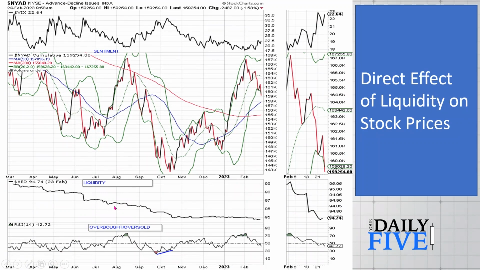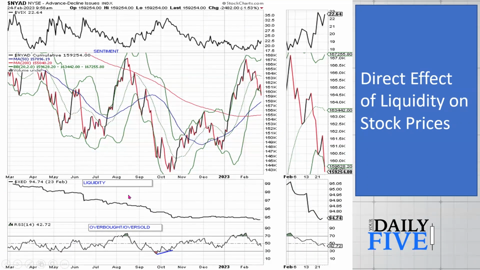We see a small period of stability here in summer 2022. We saw that summer rally, but as soon as the XCD resumed its downward course, we had a crash in the market. And again, same thing here. XCD gets very nicely stable and stocks rally.